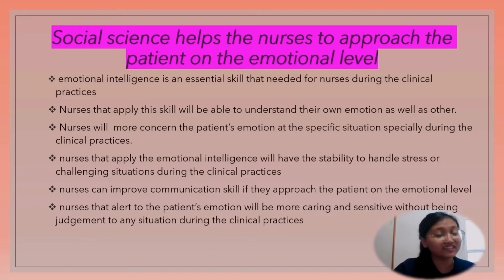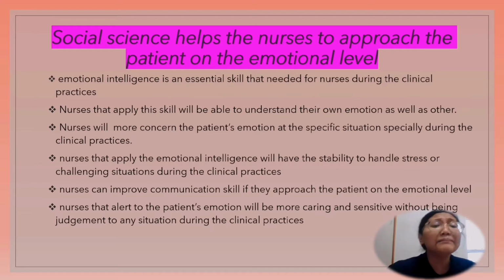Firstly, the social science knowledge helps the nurses to approach the patient on the emotional level. Emotional intelligence is an essential skill that is needed for nurses during the clinical practices. This is because the nurses that apply the skill will be able to understand their own emotions as well as others'. Therefore, the nurses will be more concerned about the patient's emotion in the specific situation, especially during the clinical practices.